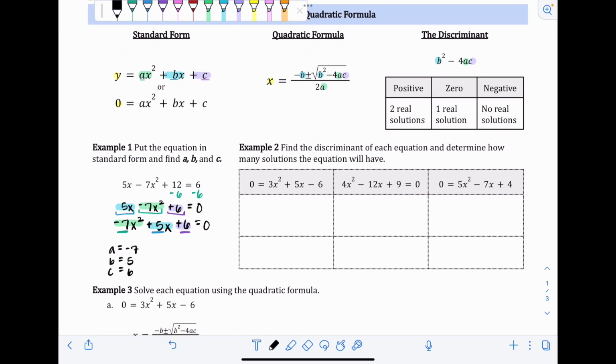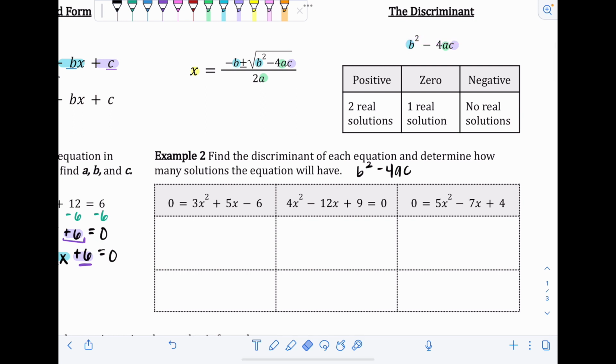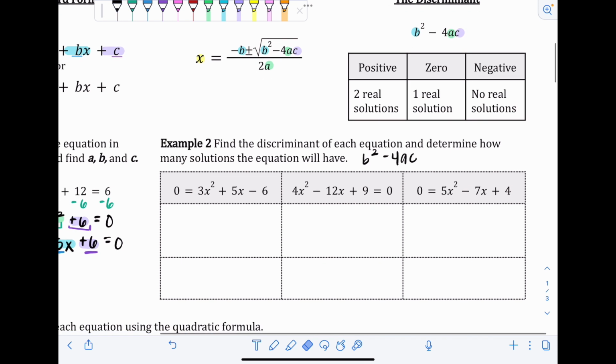Okay. So a is negative 7, b is 5, c is 6, and then we can move on to example 2. Find the discriminant of each equation and determine how many solutions the equation will have. So the discriminant formula was up here. It's b squared minus 4ac. And before I can use that formula, I have to identify what a, b, and c are, and then put them into the equation.